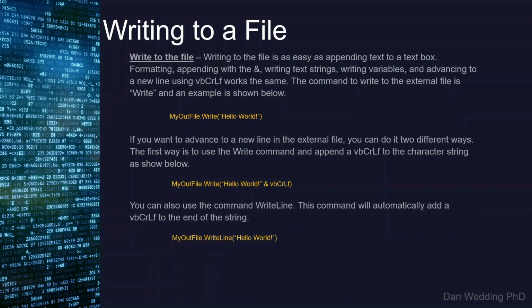If you want to advance to a new line in an external file, you can do it two different ways. The first way is to use the Write command and append a vbCrLf to the character string as shown below. You can also use the command WriteLine. This command will automatically add a vbCrLf to the end of the string.